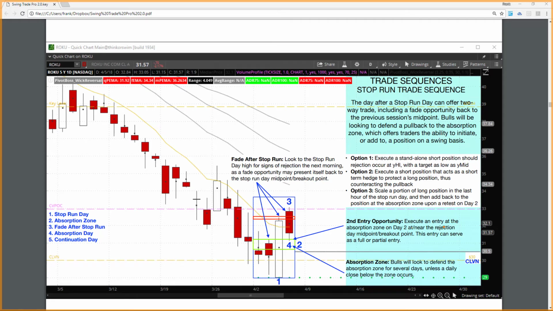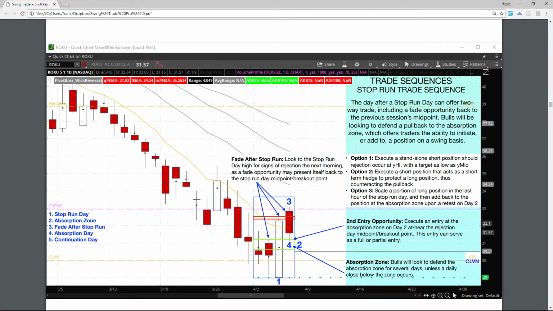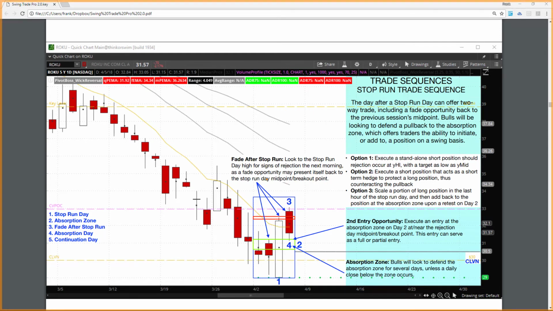So the second entry opportunity occurs at the absorption zone on day 2, at or near the rejection day midpoint and the breakout point. This entry can serve as a full or partial entry. So again, you can look to defend here and add back to the trade, or this could be your primary entry. You may not have even gotten into a trade here. This pullback allows you an opportunity to get in either partial or full position ahead of the next move. Let's talk about fade after stop run for a moment.